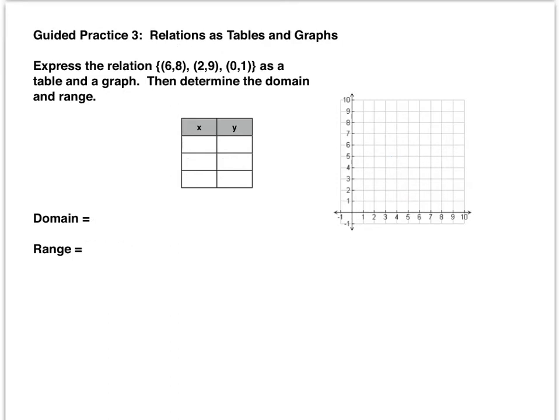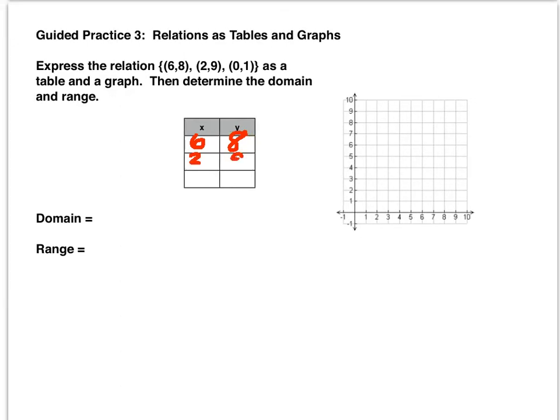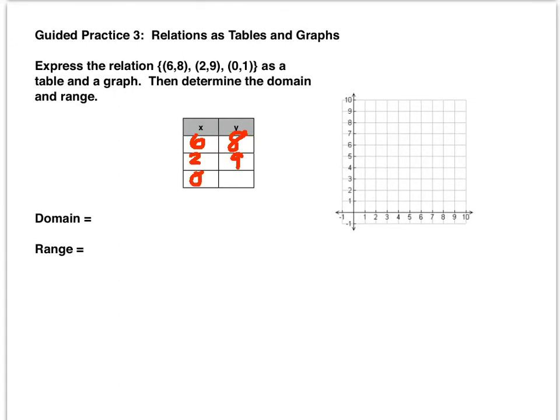Let's look at guided practice 3 together. Let's express the relation (6, 8), (2, 9), and (0, 1) as a table and a graph, then determine the domain and the range. For the table, we'll just take the ordered pairs and we'll write the values in the proper place. For (6, 8), 6 is the x value and 8 is the y value. And then we have 2 and 9 and 0 and 1.